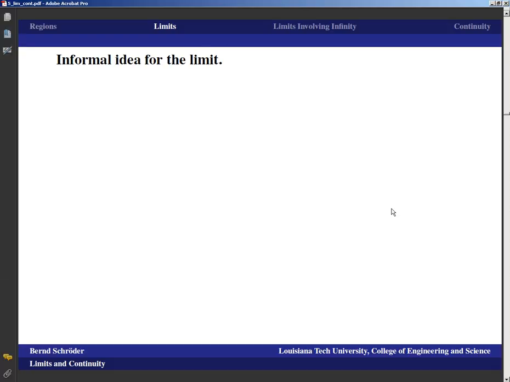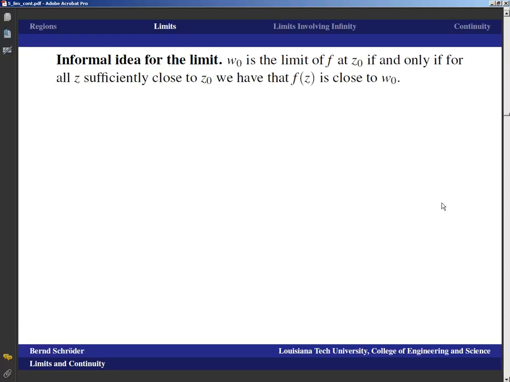Okay, we continue with limits, and as you may recall from calculus, and if you don't recall it from calculus, I wouldn't blame you for it because you talk about it early on, but then for close to 3 terms, you don't revisit it anymore, or at least not in any serious fashion. The informal idea for the limit is that W0 is the limit of the function f at Z0 if and only if for all z that are sufficiently close to Z0, we have that f of z is close to W0. This definition here, as it's written, doesn't refer to complex numbers at all, except that we're using the notation that we want to use for complex functions.